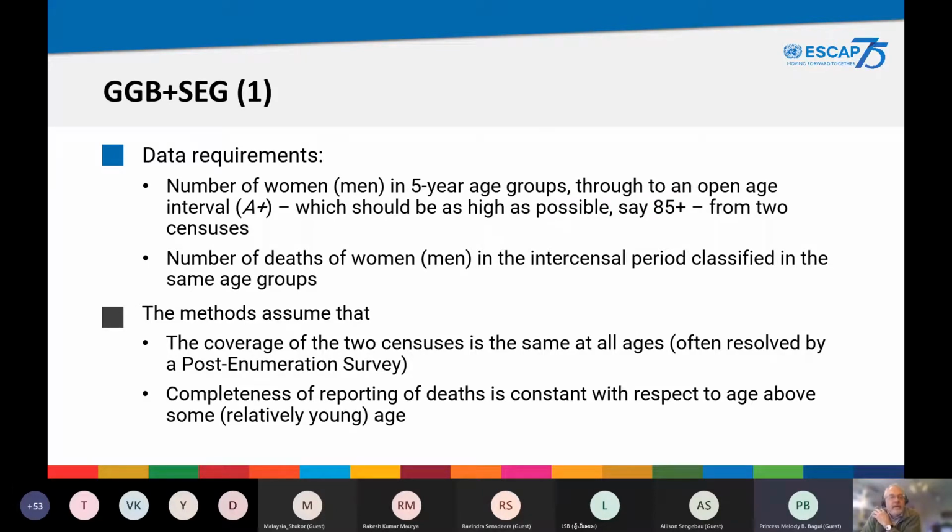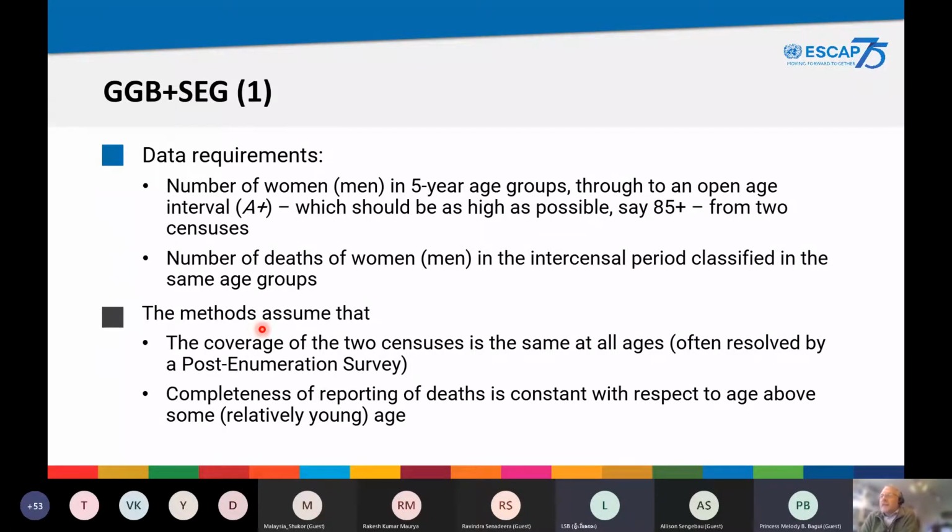We would also need the number of deaths of women or men, because we're doing this on a sex-specific basis, over that intercensual period, classified by the same age groups as our census enumerations. So in the same 5-year age groups and up to the same open age interval in our data. Now, the two methods are coupled together to provide estimates of mortality, but for our purposes, that's less important than the estimates of coverage, which they are able to produce.